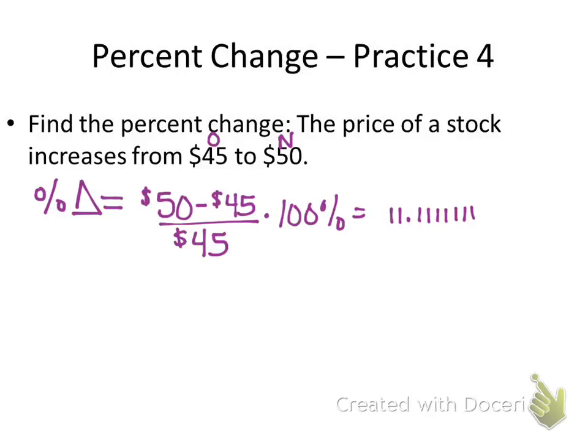Now we're rounding it to the nearest tenth of a percent. The tenth place value is directly behind the decimal. So I use the number to the right of it. Is it 5 or greater? No. So I leave the 1 alone. So my answer is going to be, is it an increase or a decrease? So I'm going to show a plus 11.1% and box. So the stock market increased by 11.1%.